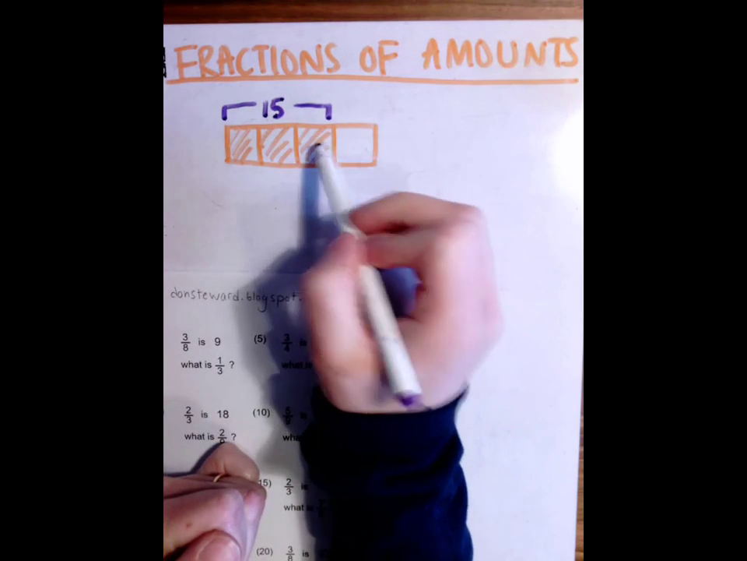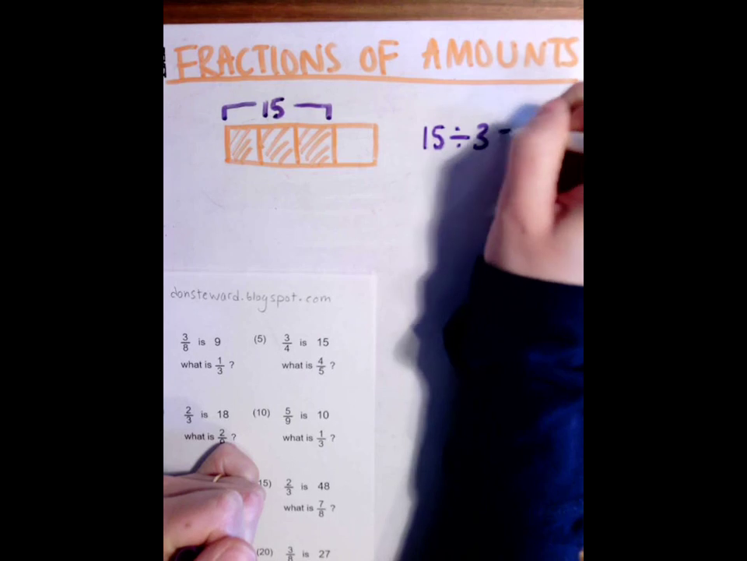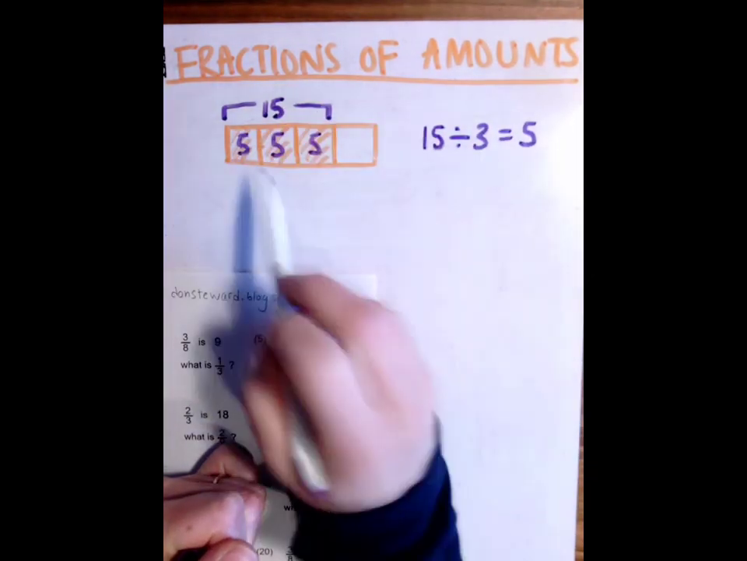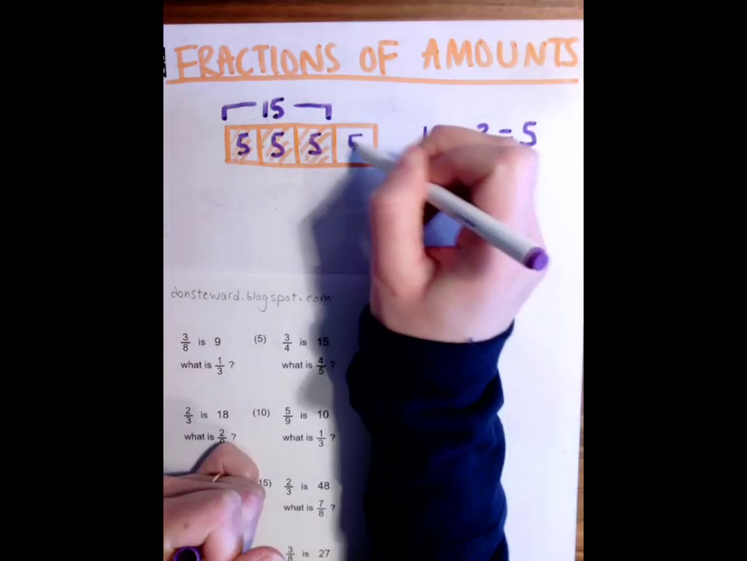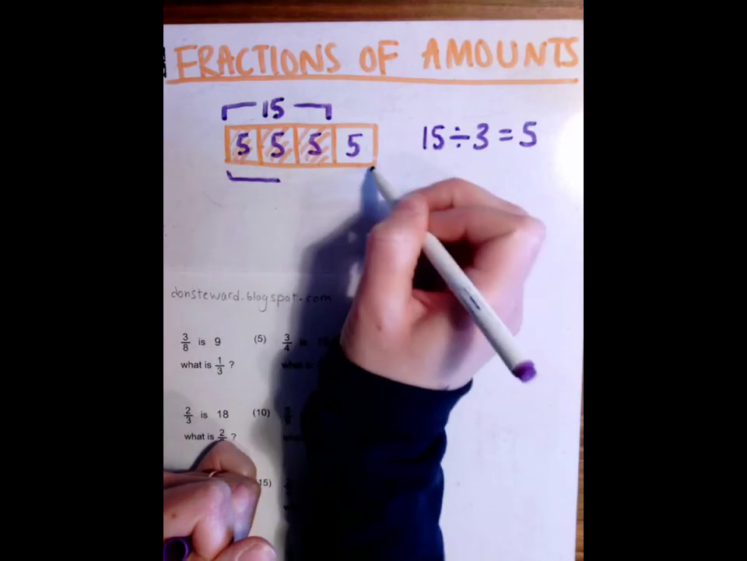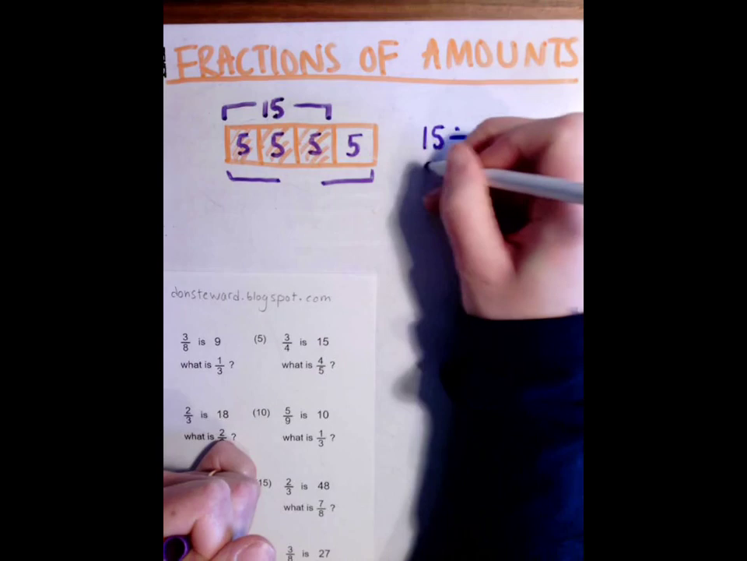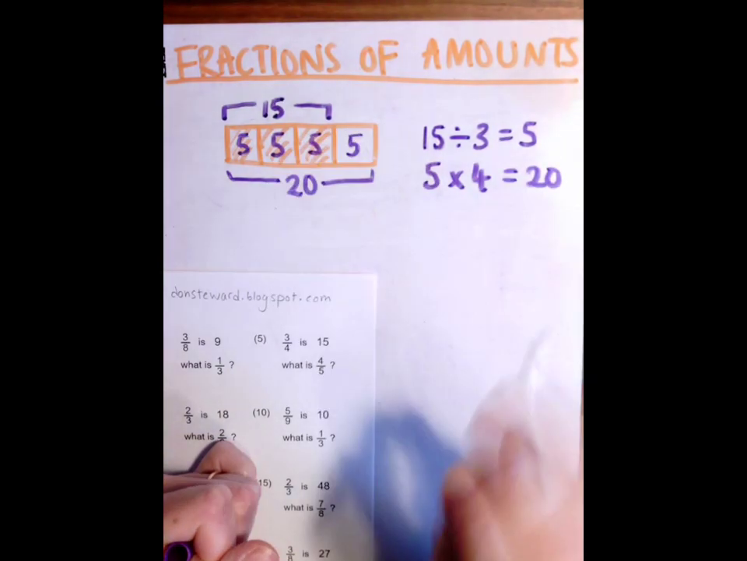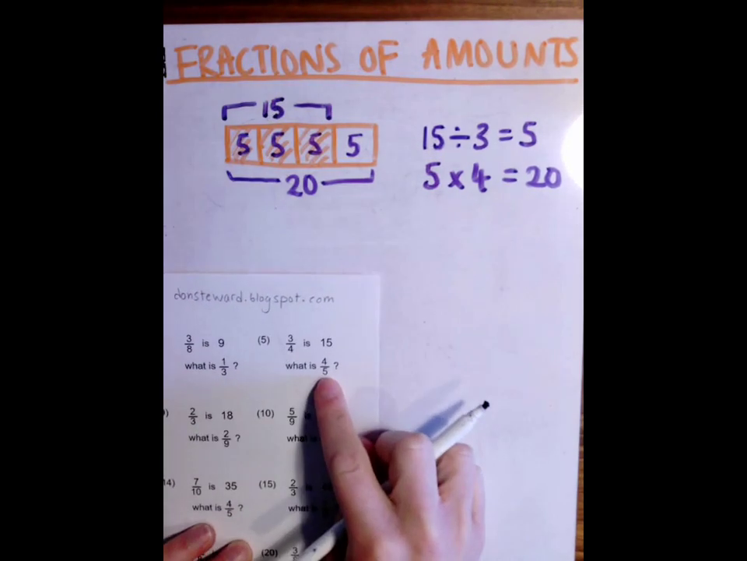So I need to share 15 between these 3 equal blocks, which would be 5. And because the bar is worth 4 equal portions, this would also be 5. So now I can see that altogether the bar is worth 5 add 5 add 5 add 5, or 5 times 4, so 20. So then to find out the answer to the question, remember we want 4/5.